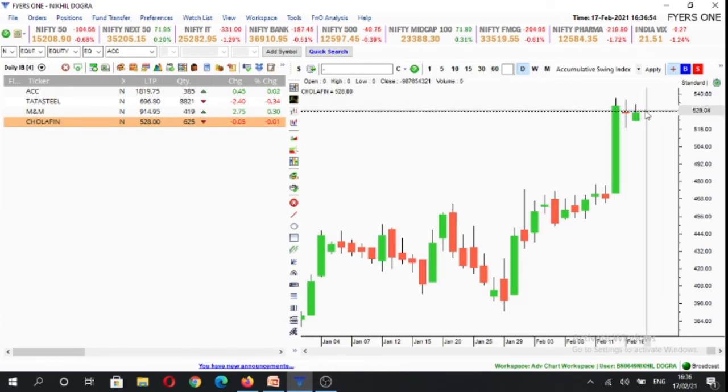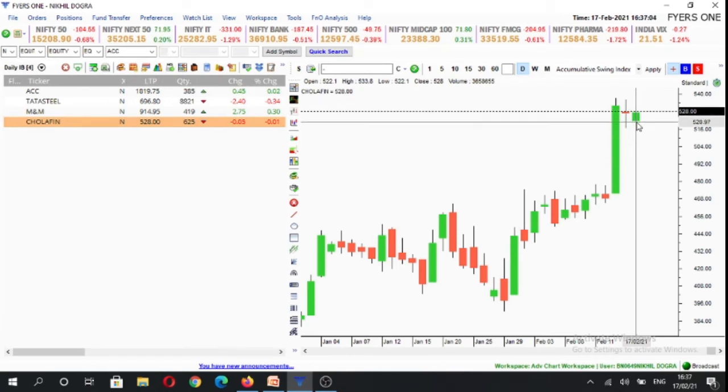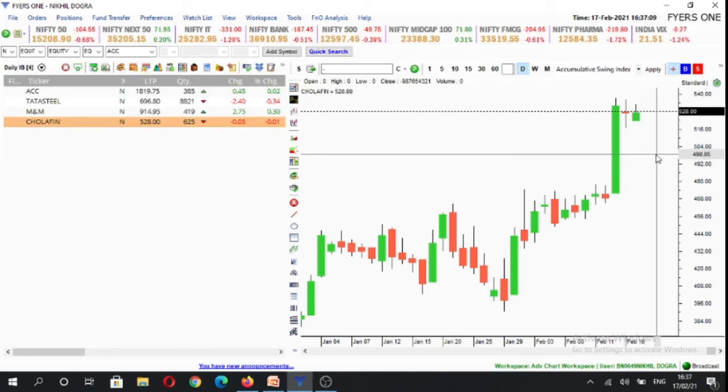So there is range compression going on. Whichever side it breaks, there is potential for it to trend in that direction. So above 533.8, we'll look for buying opportunity, or below 522.1, we'll look for selling opportunity in Chola Finance. And all these stocks are inside candles on the daily time frame.